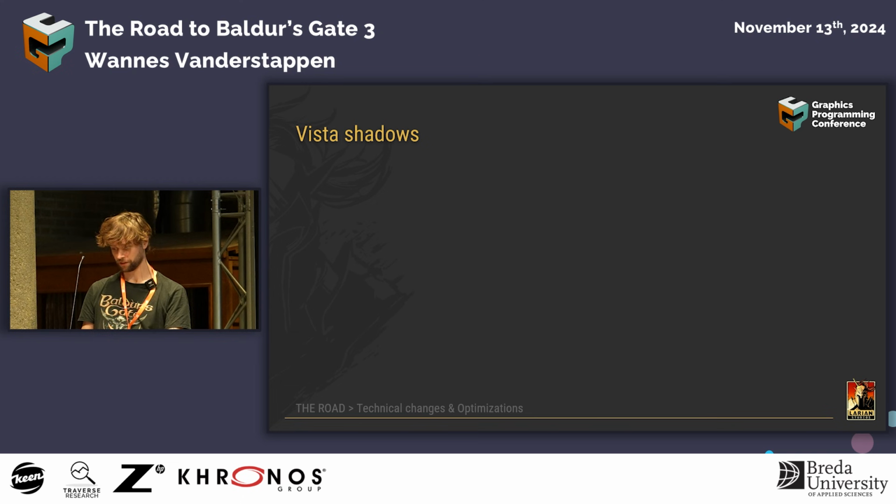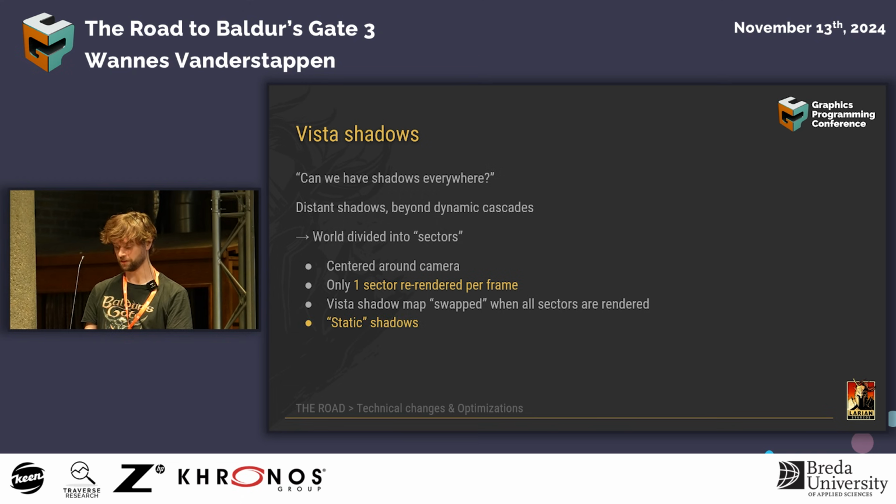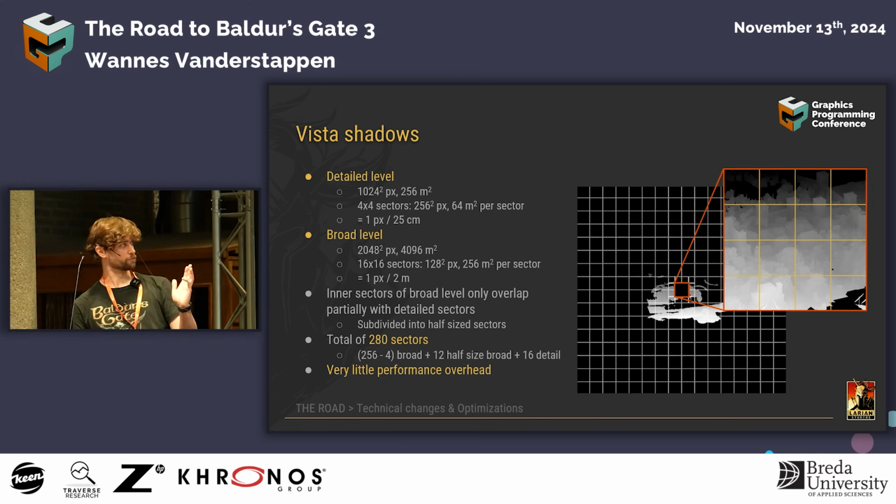We also added vista shadows, because after we optimized all the shadows, of course, what did the artists ask? Hey, can we have shadows everywhere? So for distant shadows, beyond the dynamic cascades, we have the vista shadow system. The world is divided into sectors. This is centered around the camera. Only one is rendered each frame. The vista shadow map is swapped when all the sectors are rendered, so these are basically static shadows. Here are some details of it. So we have detailed level, broad level, 280 sectors total, and this had very little performance overhead.